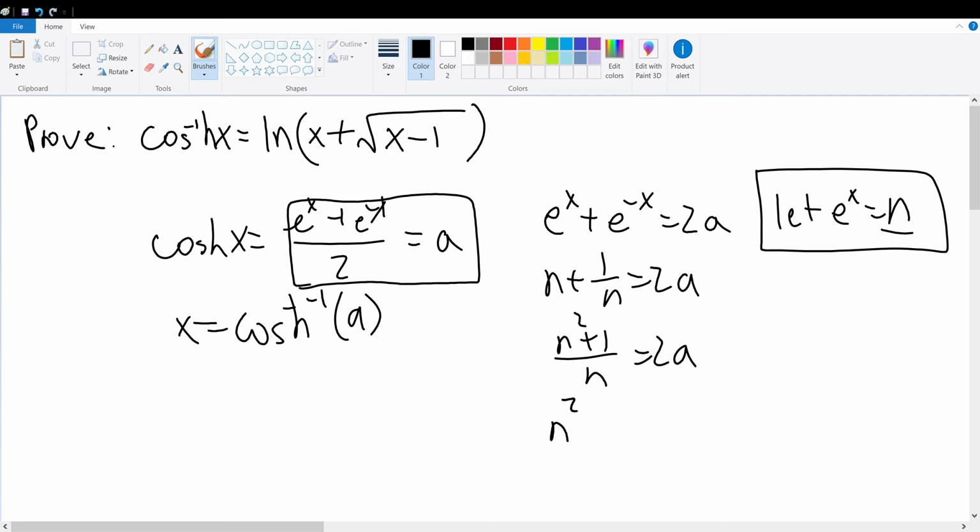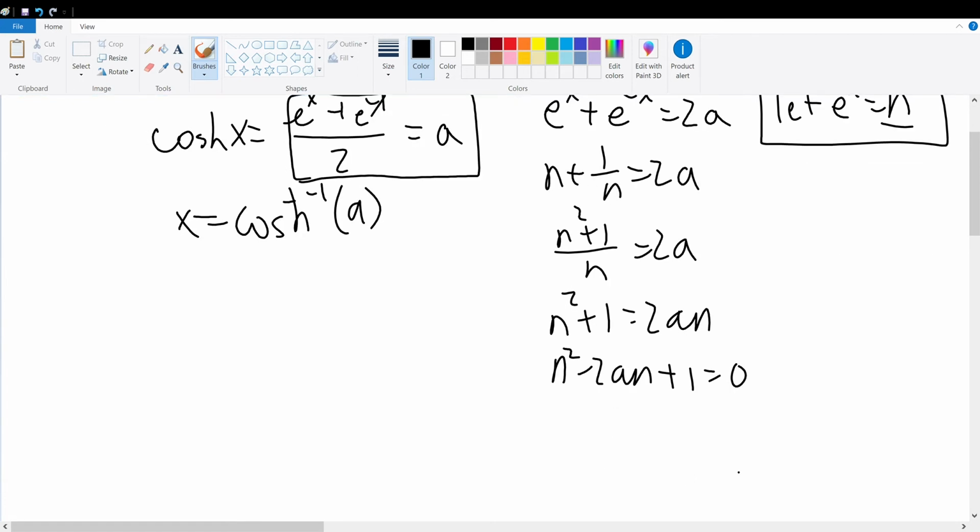Multiply n on both sides to get n squared plus 1 is equal to 2an. Subtract 2an on both sides to get n squared minus 2an plus 1 is equal to 0. We notice how n squared minus 2an plus 1 is written in the form of a quadratic equation stating ax squared plus bx plus c is equal to 0.